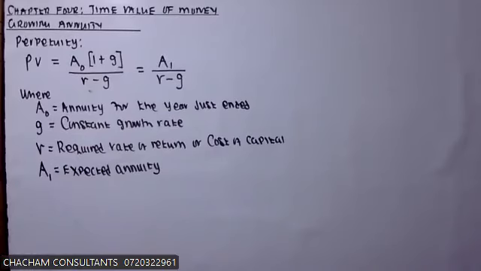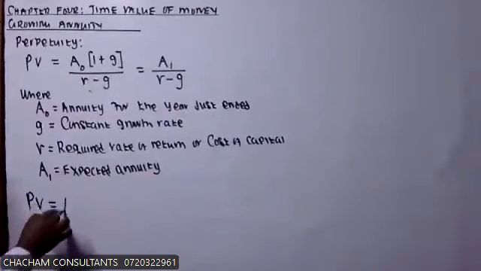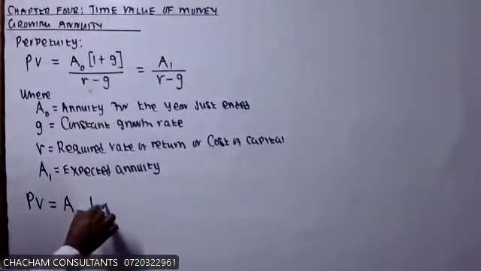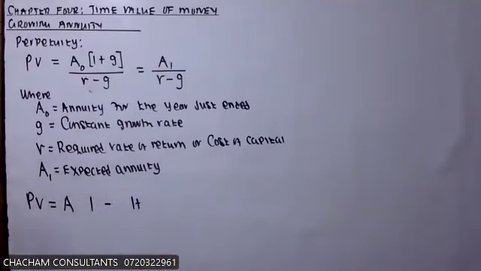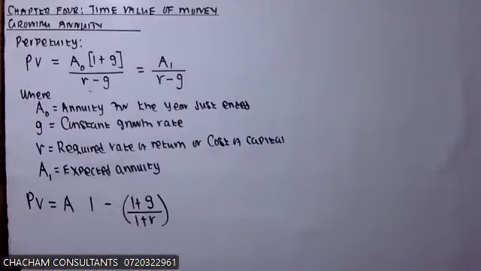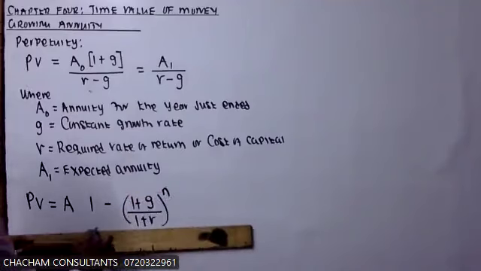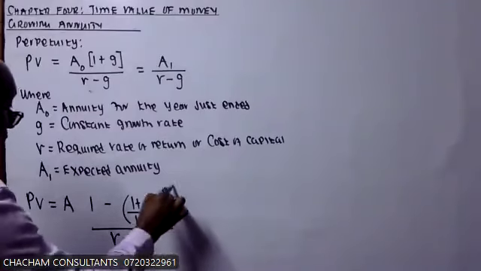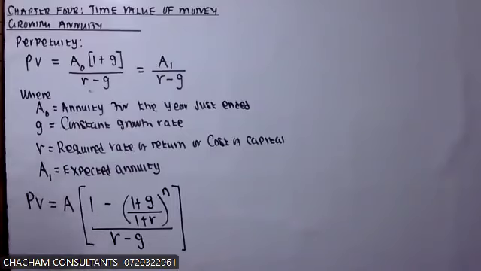Then another point. If the annuity will grow over a defined period of time, PV is equals to A times 1 minus 1 plus G, which is divided by 1 plus R, then this one you raise it to power N. And then the whole of this, you divide by R minus G. That way.